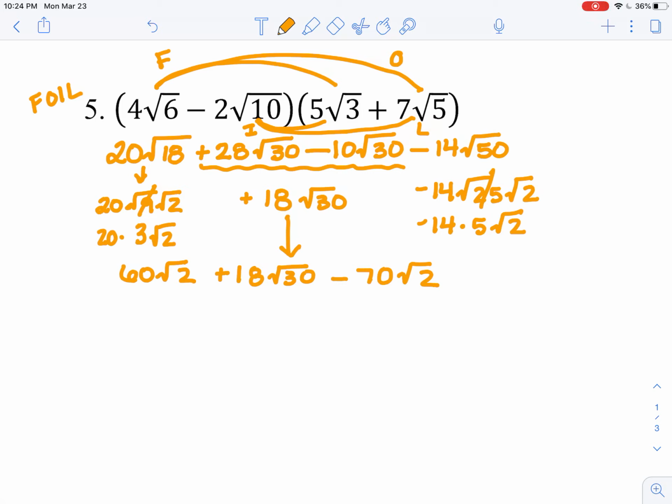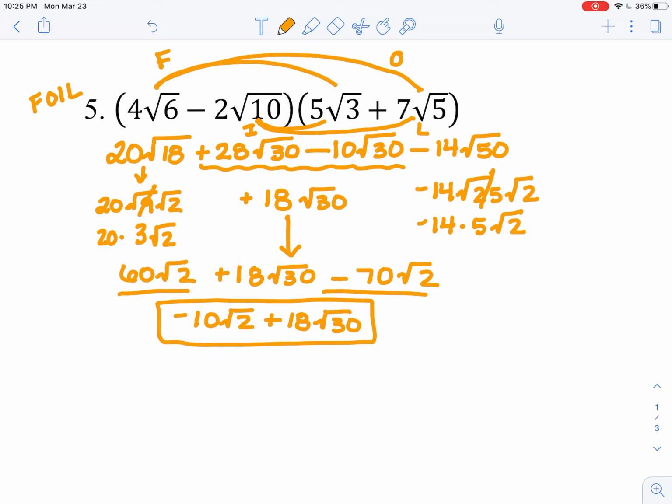Now that we simplified each of the radicals, notice that we ended up with another set of like terms. I can combine 60 root 2 minus 70 root 2. So 60 minus 70 makes that negative 10 root 2 plus our 18 root 30. This is our final answer.